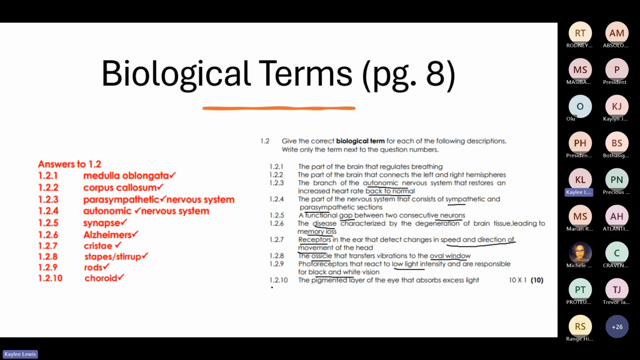And then 1.2.10, the pigmented layer of the eye that is absorbing excess light, and it's a pigmented one, and that would be the choroid. It is important again that you don't get confused by chorion, which is in the reproductive part of paper one, and choroid ending in D, which is that layer of the eye absorbing excess light, but also supplying the eye with nutrients. Okay, so that is your biological terms.